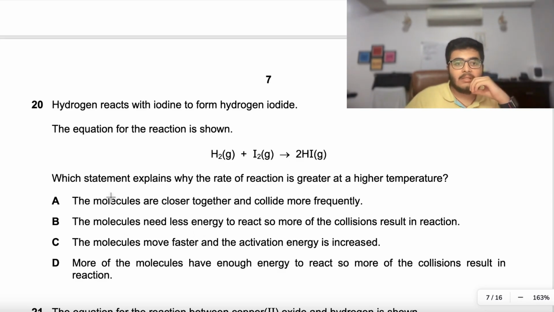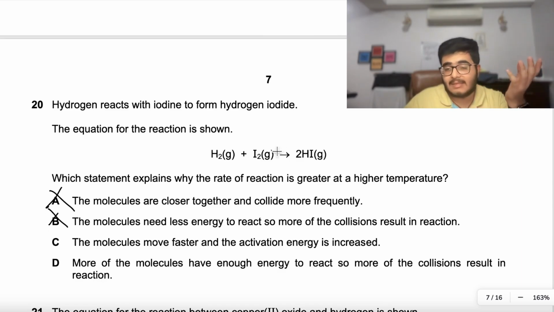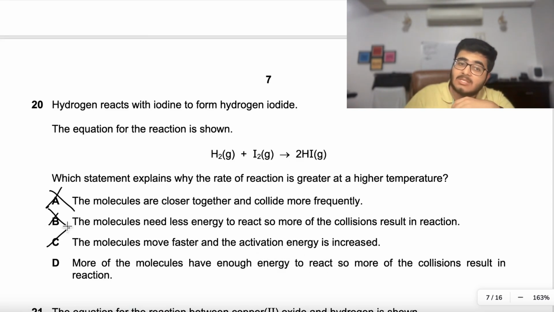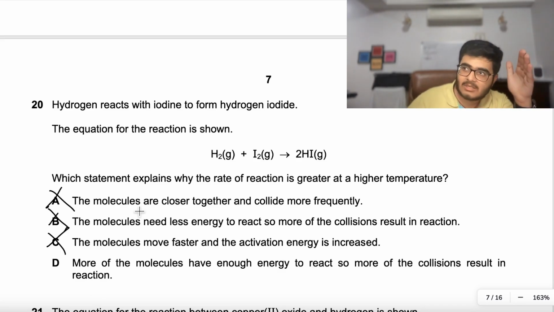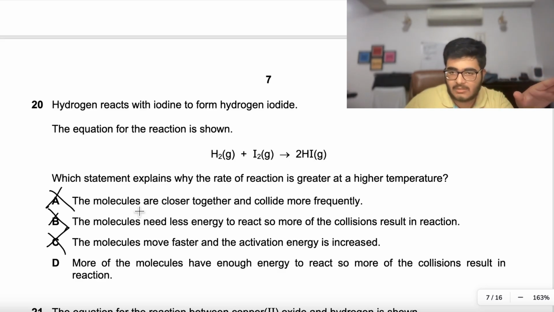The molecules are closer together? No, they spread apart. They try to push each other. The molecules need less energy? No. When we are increasing the temperature, energy is going to be more. The molecules move faster and the activation energy is increased? No, activation energy is never increased. Activation energy is the energy to activate a reaction. So activation energy can be reached, right? We reach activation energy. We don't increase activation energy, right?